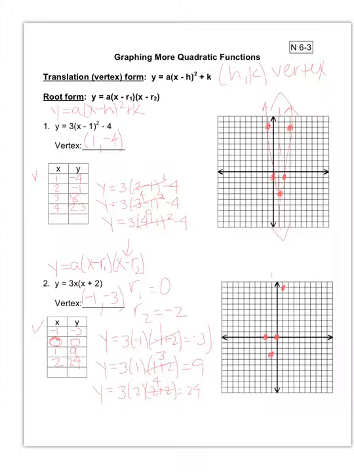Drawing your axis of symmetry line, it goes straight through your vertex, and then you can reflect over to find that other point on the other side. And then you should be able to connect all your points and make your parabola. Okay, so we looked at both vertex and root form, which we already looked at on 6.2. Now we're going to look at standard form on the back.